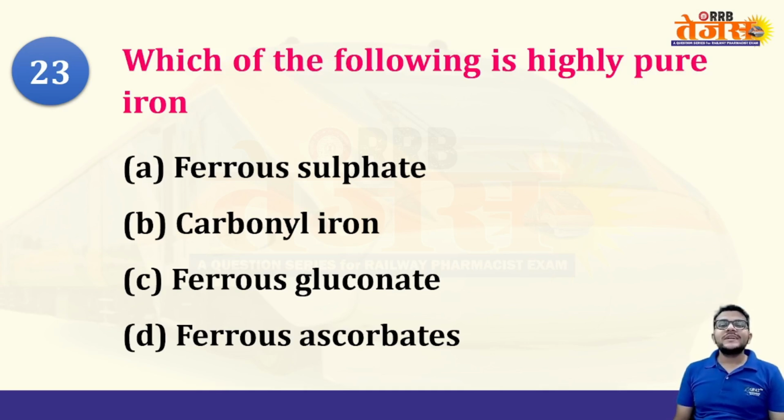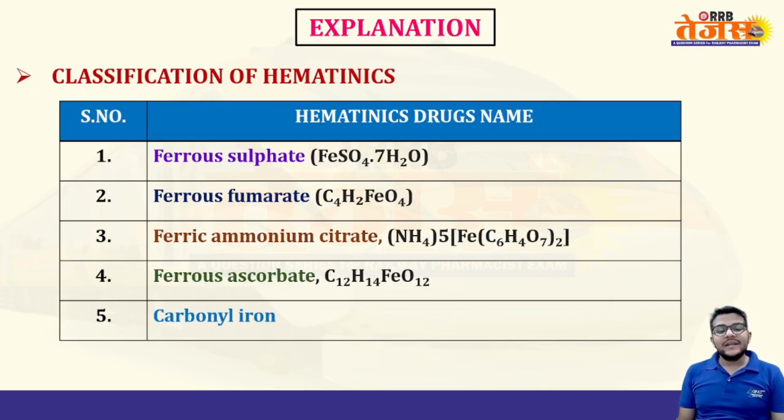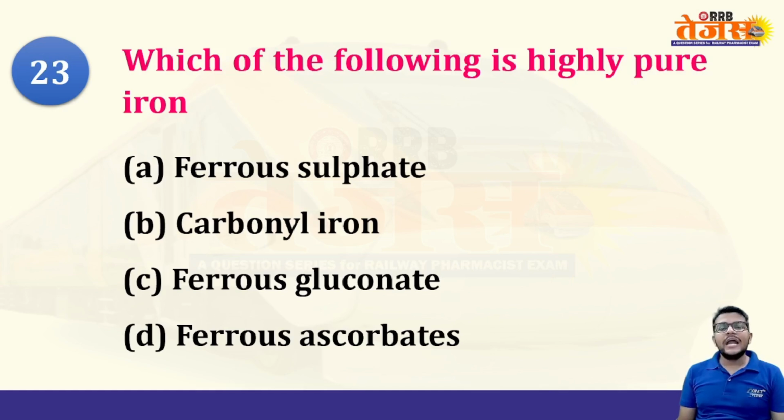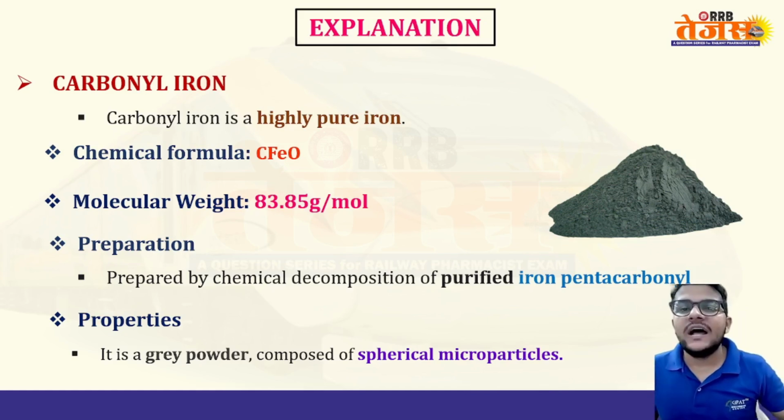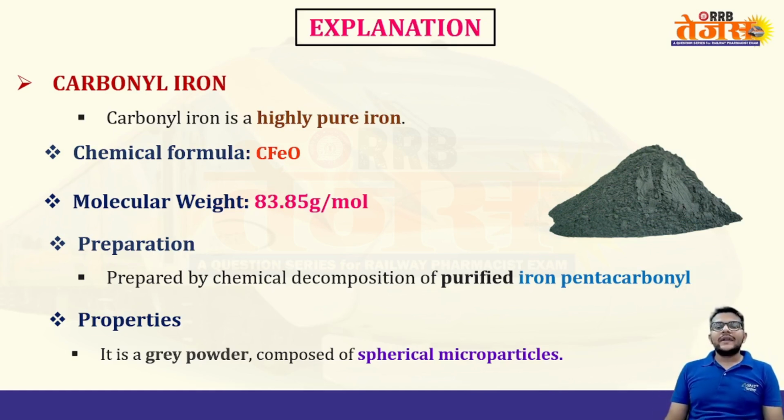Which of the following is a highly pure iron? So carbonyl iron, that I told you, is also a Haematinics drug. Carbonyl iron is the highly pure iron, and it has the formula CFeO, that is carbon, iron, oxygen. And the molecular weight of carbonyl iron is 83.85, and it is a spherical and grayish powder.